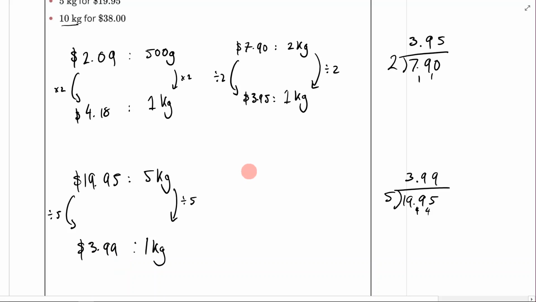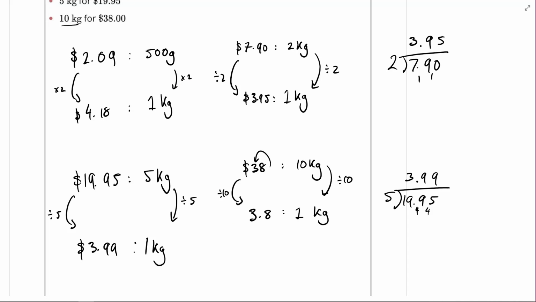Then we come to our final one, in which it is $38 for 10 kilos. I therefore am going to divide both by 10. Remember, when you're dividing something by 10, you just move your decimal place one to the left. So it's going to be $3.80 for 1 kilo, just like that. Now we have to compare. As you can see, we can compare easily now because they're all a kilo. $4.18, $3.95, $3.99, $3.80.